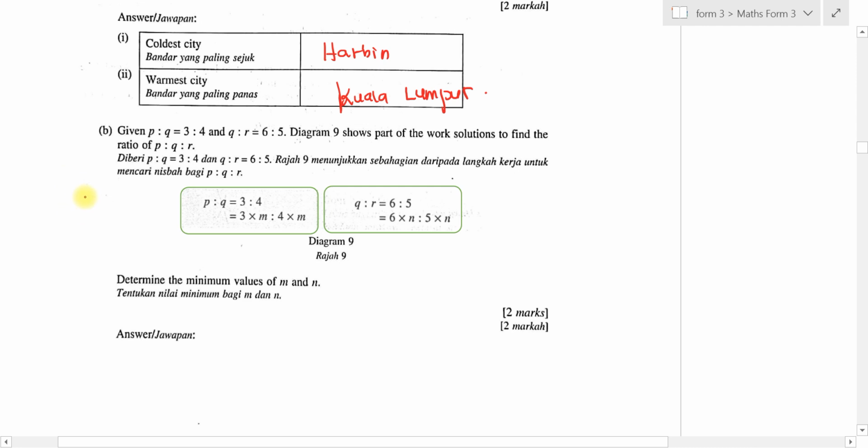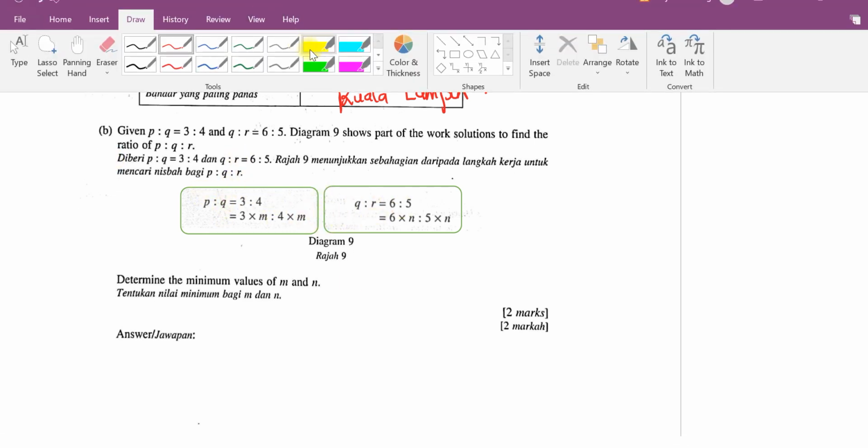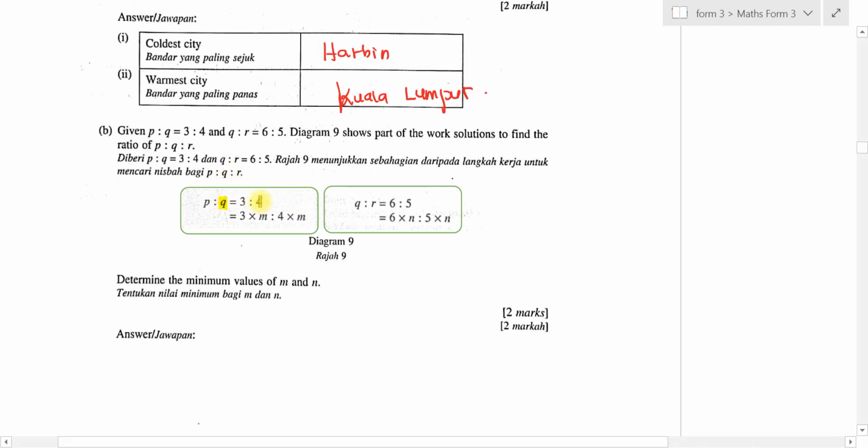So this one I don't know how to do, sir, because I found the ratio already, but then I don't know how to find the value for m and n. Alright. Okay, so PQ is given as 3 to 4, QR is given as 6 to 5. So you must see what common point is on both sides. The common point is Q, right? Okay, can you see Q? Which has 4 as a ratio here. Here the Q has 6 as a ratio.